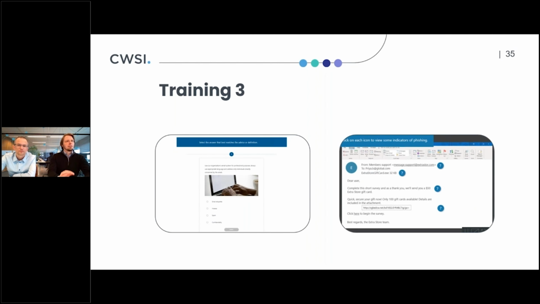And then after that, on the left side, you can see that after the video and the information, there's a quiz that you have to fill in. And of course, you need to pass it. And then on the right side, there's still a more interactive view about indicators of phishing.